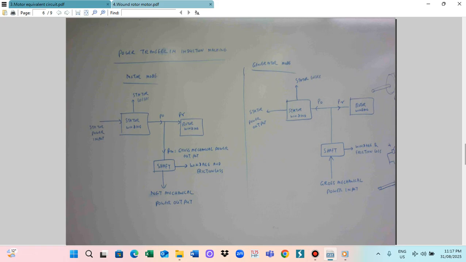So this is the induction motor, the induction machine. Induction machine means we give the supply to the stator, the flux passes through the rotor, and the rotor will rotate. So this is a stator and this is a rotor. Most machines are induction motors and they are constructed like this. So this is the induction motor.